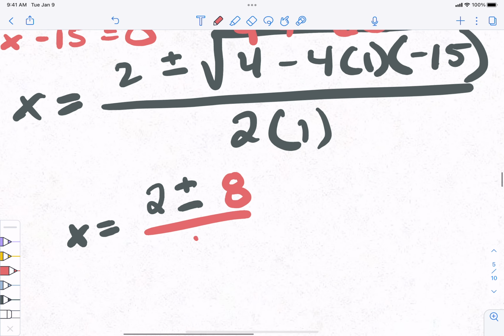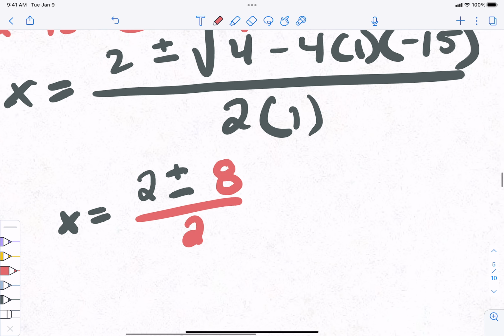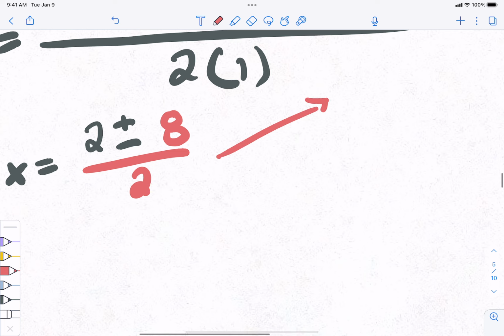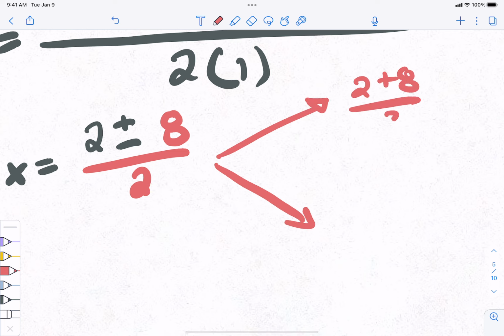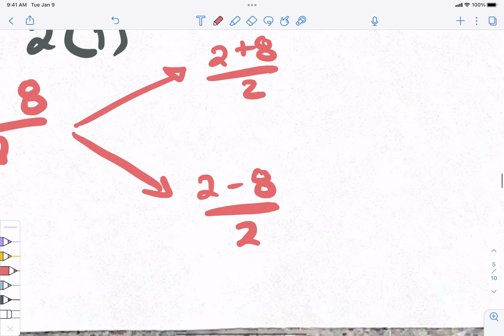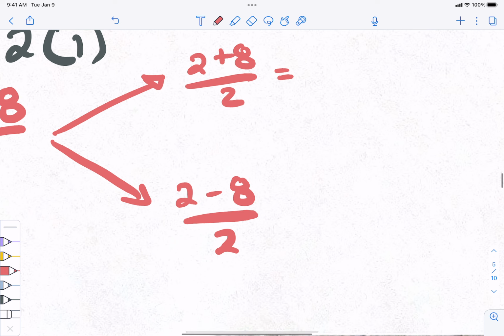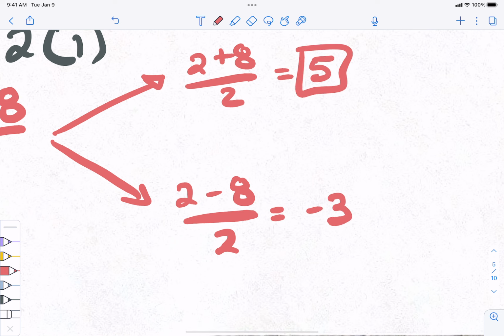All over 2. Now, because this comes out nicely, we are going to write our answer as 2 separate pieces. X equals 2 plus 8 over 2 and 2 minus 8 over 2. 2 plus 8 over 2 is 5. And 2 minus 8 over 2 is negative 3.